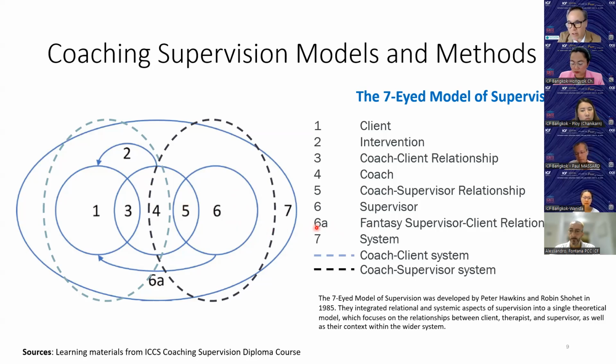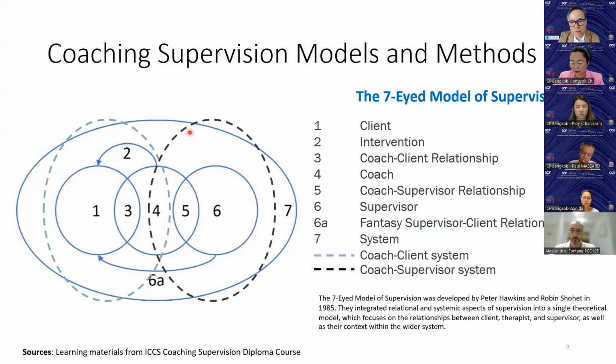This is my favorite also, the 6A. Then you will see how I use it. And then the last one, I7, the system. We see all this as a system. You can see that this oval is the coach-client system, and this black dotted line is the coach-supervisor system. And all this we call the system.